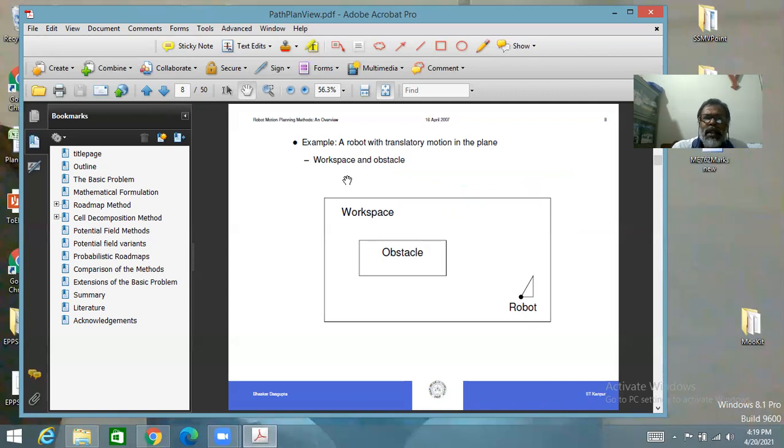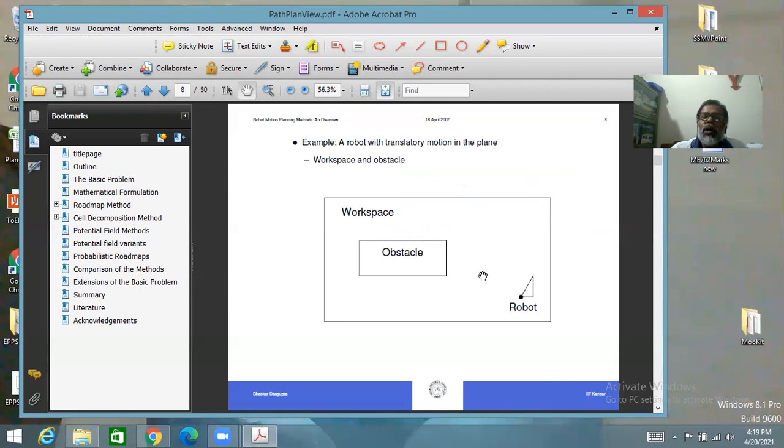For the simple case, we consider the robot capable of only translation, no rotation. So in this case, the phi coordinate will not be there. It is only the xy location of this point. Okay. This is the workspace, this is the obstacle.